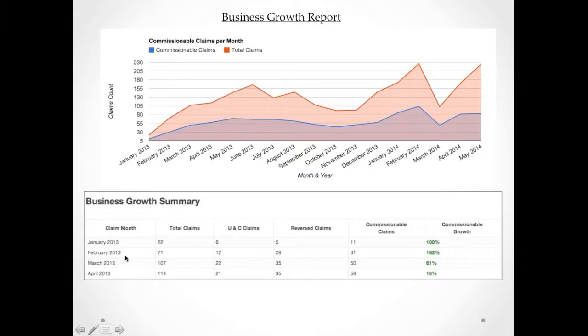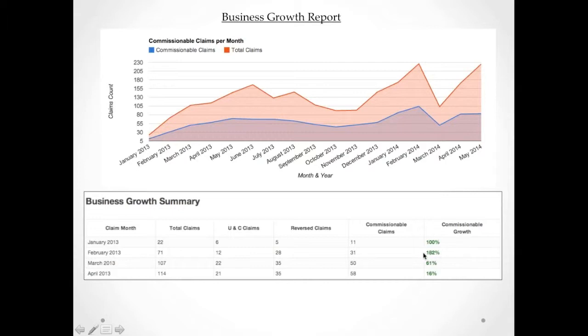Now, if we take a look at February 2013 for this particular group, you'll see that they had 71 total claims. 12 of those were usual and customary, and 28 were reversed, which left a total of 31 commissionable claims. And the growth percentage was 182% in February for this group.